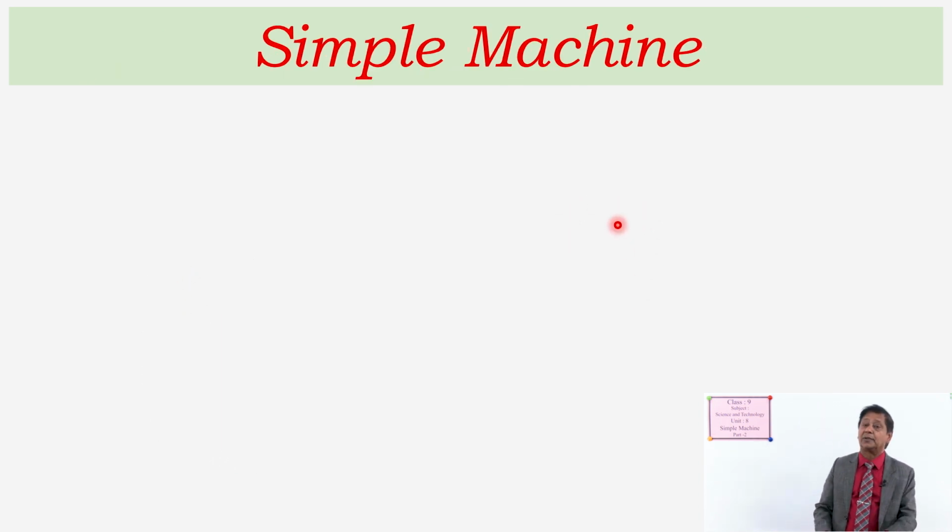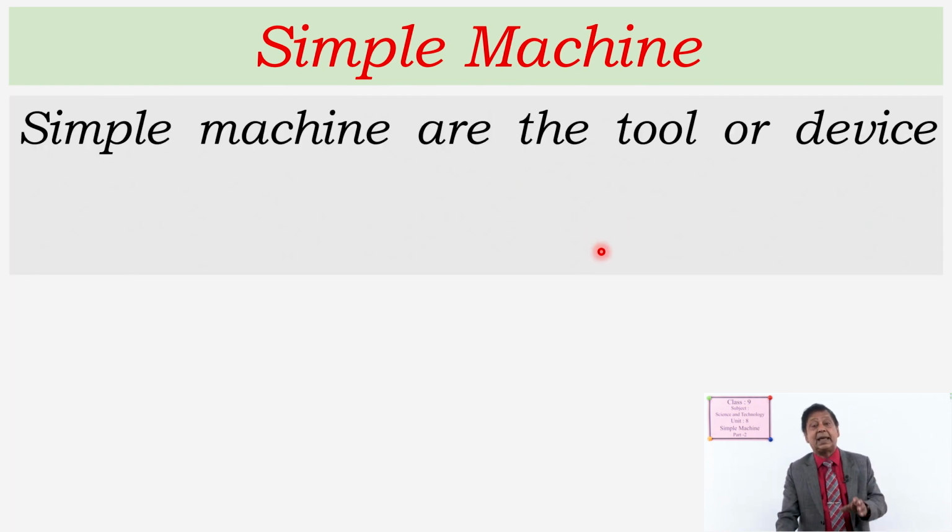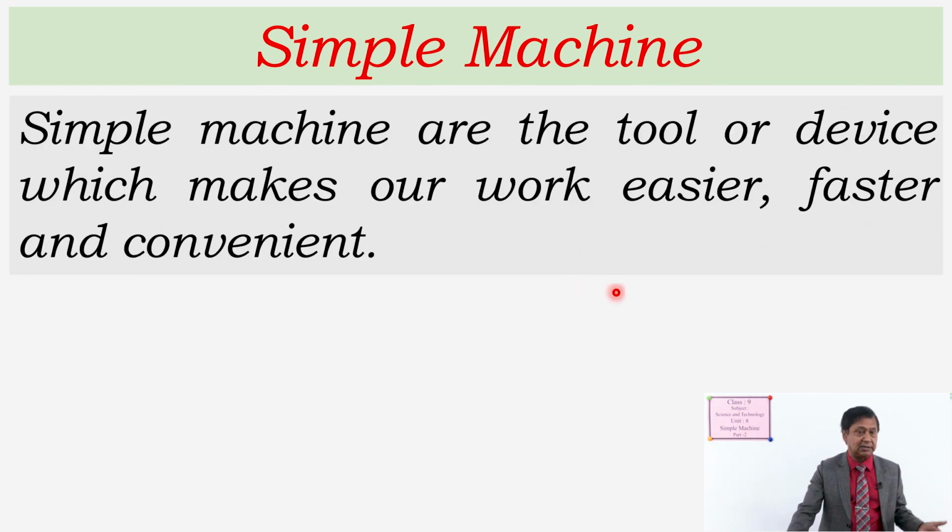So we can conclude that simple machines are tools or devices which make our work easier by magnifying the effort, which make our work faster when the effort covers a short distance and the load covers a very huge distance, and which make our work convenient if they change the direction of force towards a convenient direction.